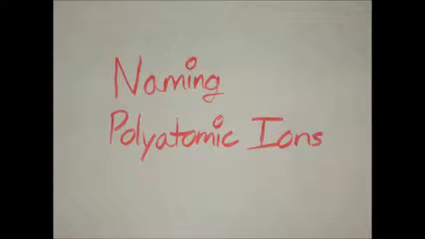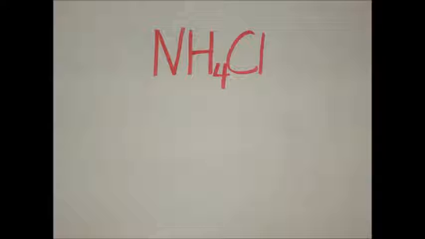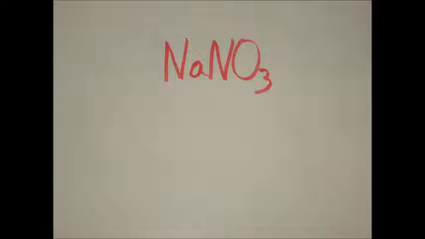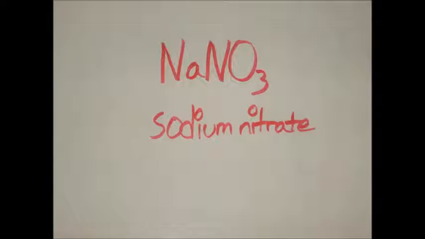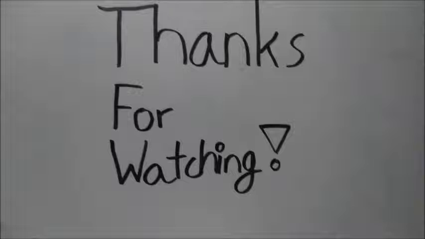When naming compounds with polyatomic ions, you name the same way as with binary ionic compounds, except with a different ending for the anion. In the case of NH4Cl, the compound is read as ammonium chloride. NaNO3 is sodium nitrate, and BeSO3 is beryllium sulfite. So, when naming with polyatomic ions, the polyatomic ion's name never changes.